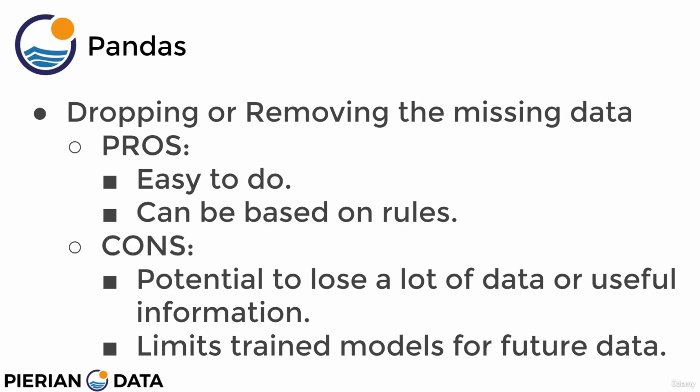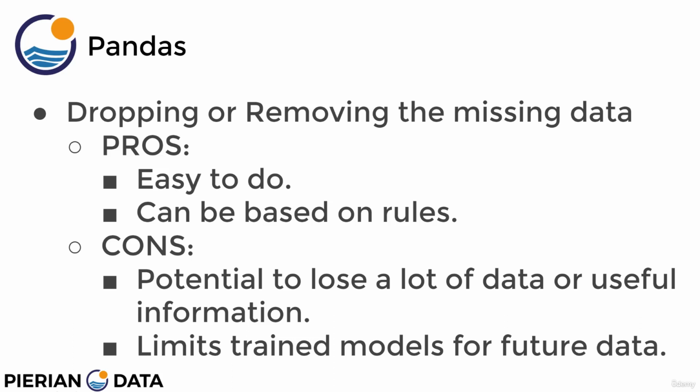And what's also nice about this is with Pandas, you can base this on rules. For example, you can drop a row that's missing 2 data points or 3 data points or 4 data points, etc. So what are the cons here? Well, as soon as you start dropping or removing data from your data set, you have the potential to lose a lot of data or potentially useful information. And that also limits trained models for future data.